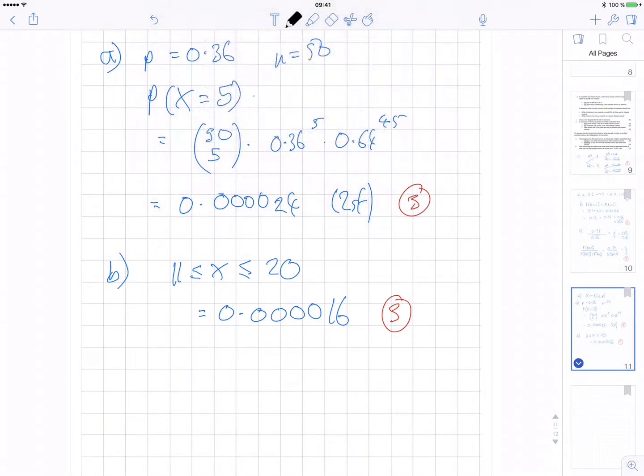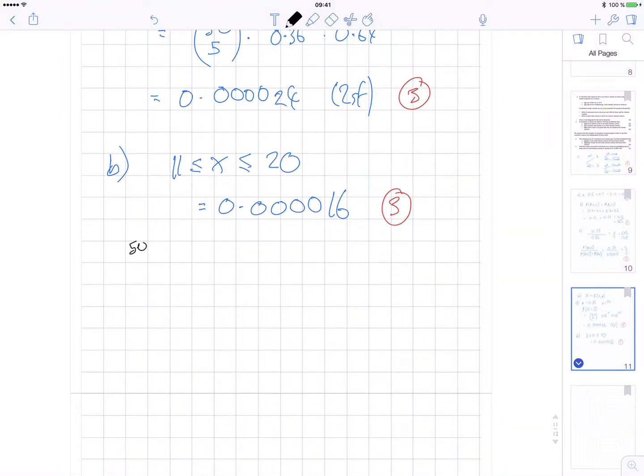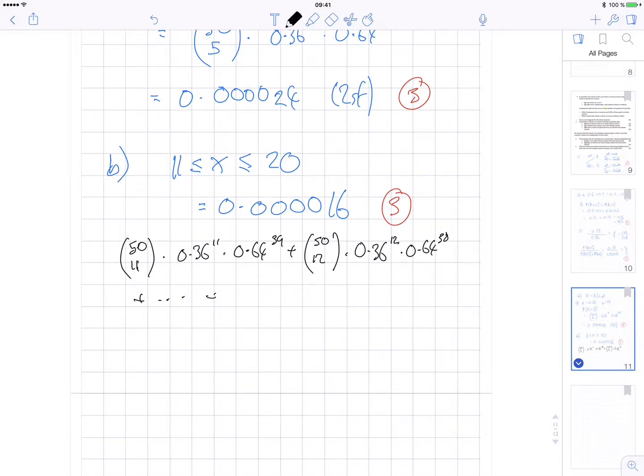But what I could have done, if I really wanted to, I could have done it like this: 50 choose 11, times 0.36 to the power of 11 times 0.64 to the power of 39, plus 50 choose 12, times 0.36 to the power of 12 times 0.64 to the power of 38, plus and so on. This is a quick way of showing this without showing all the steps.